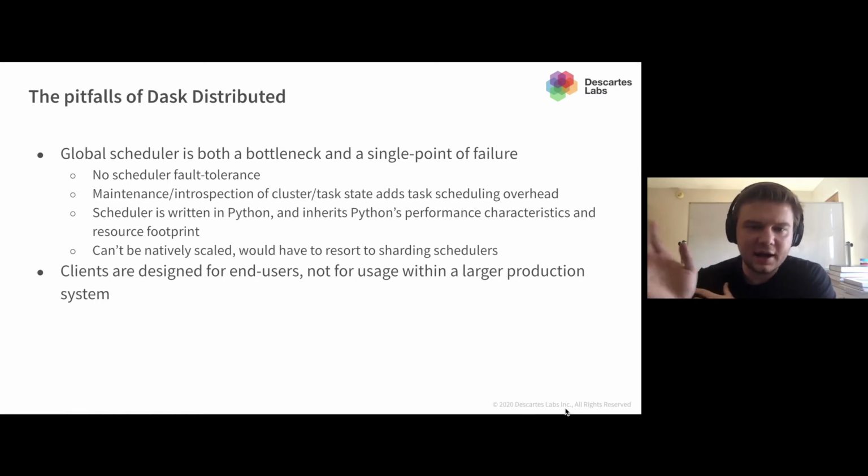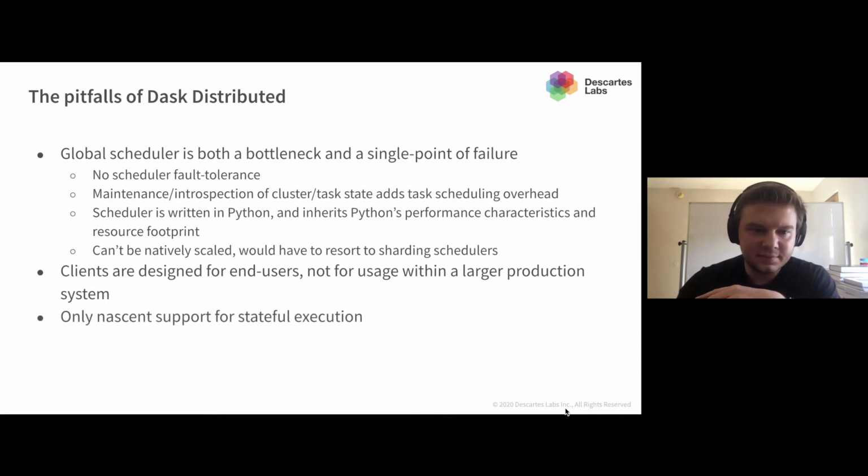The clients are generally designed for end users, not really for a large production system. It's assumed that clients are long-lived. It's assumed that there's going to be frequent communication. And the API is generally meant for using it from a Jupyter notebook or something, instead of calling into the Dask cluster from a highly available, very scalable service with lots of clients calling in. It wasn't really designed for that use case. And there's only very nascent support for stateful execution, which becomes an issue when you start moving to stuff like fault-tolerant machine learning training, as one example. Anything that you want to do that's stateful.